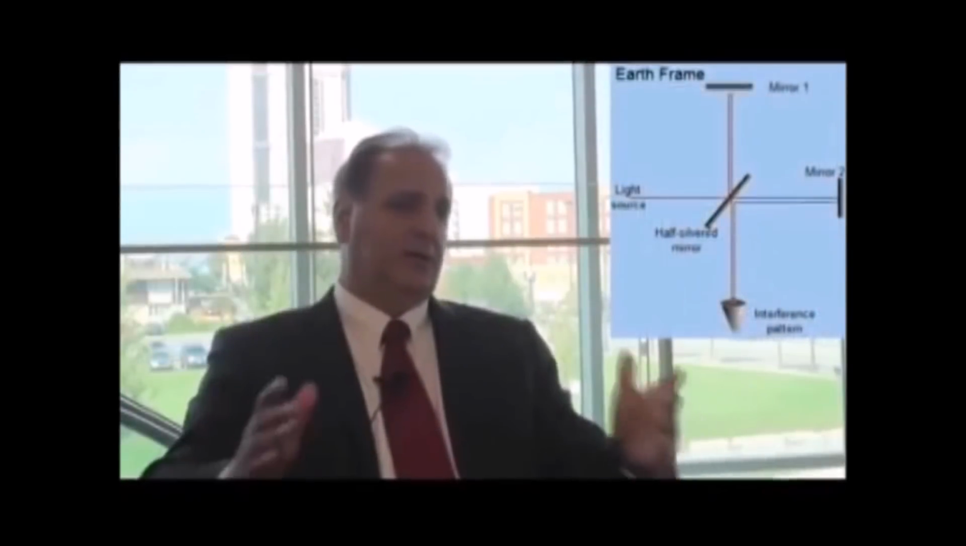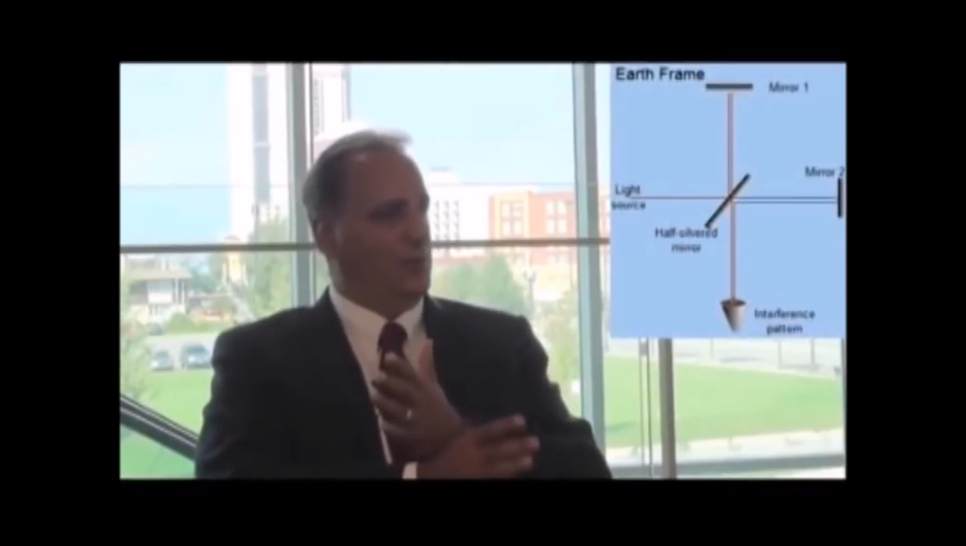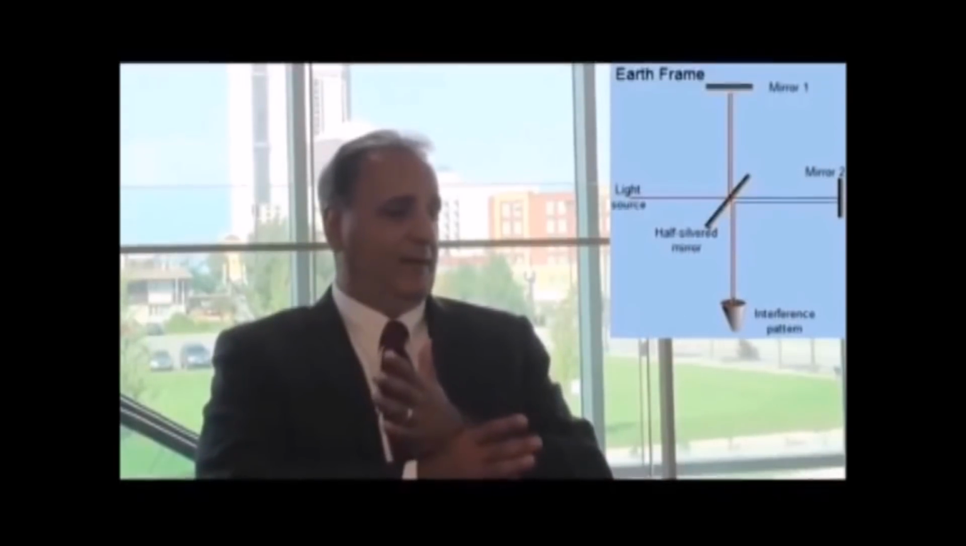Has there ever been an experiment done to prove that the Earth is revolving around the Sun? Yes, there was several experiments in the 1800s. Dominique Arago, Armand Fizeau, Augustin Fresnel, but one of the most famous was the Michelson-Morley experiment in 1887. Tell us about that. Well, they used light beams to measure whether the Earth was moving, and they found that there was no movement.